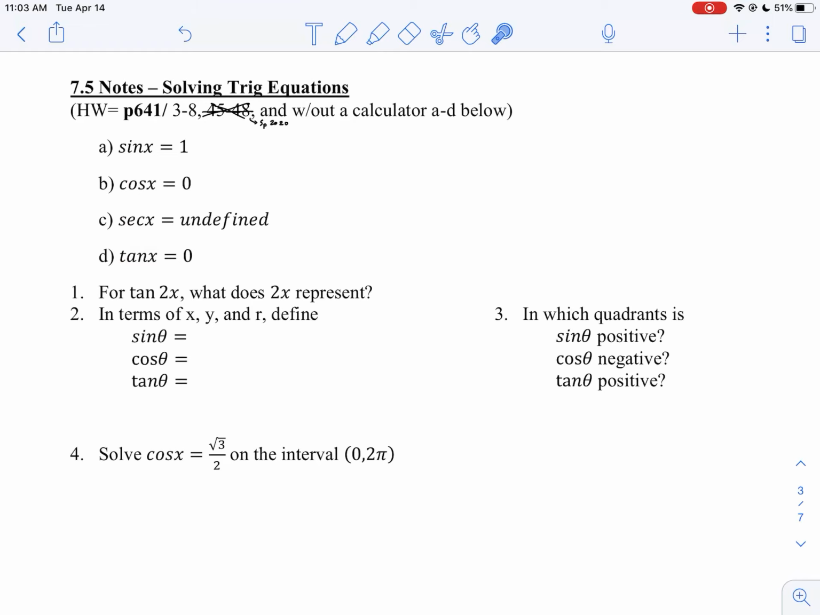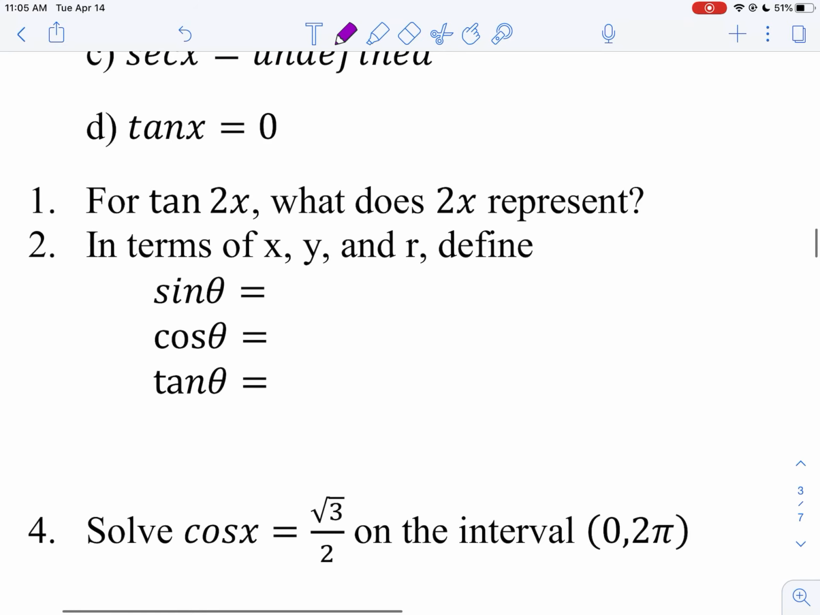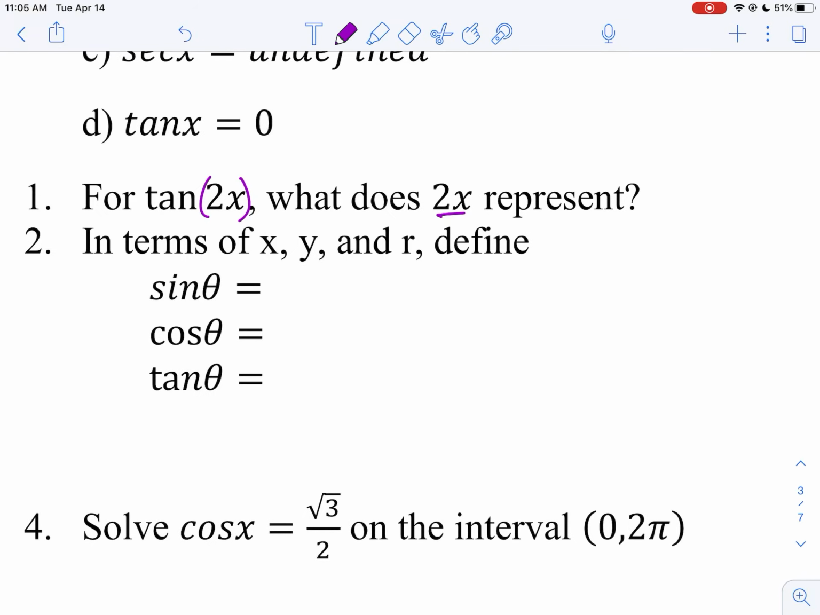Your homework, this is for spring of 2020, is going to be here on 3 through 8 plus solving these four without a calculator. Okay? And so just to get you back in the mindset and remembering what things are, this first question here, for tangent of 2x, what does the 2x represent? Just pause and think about it a second.